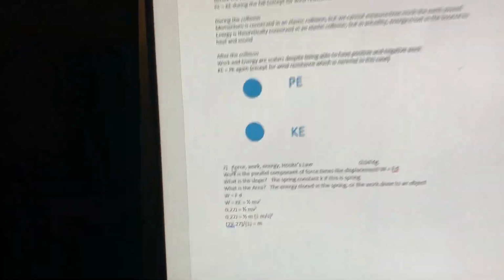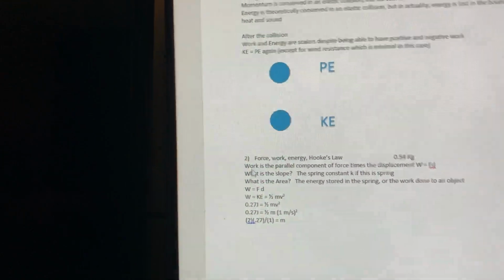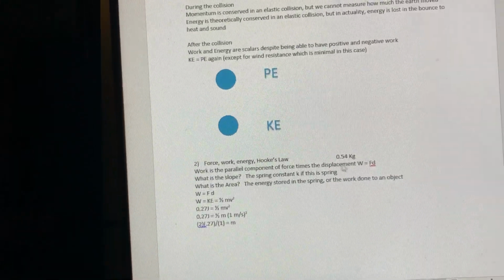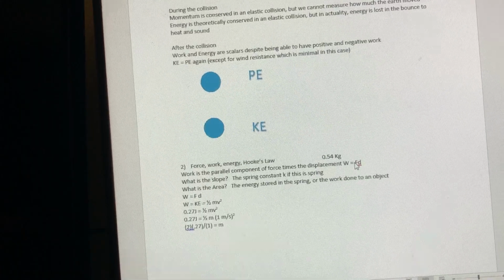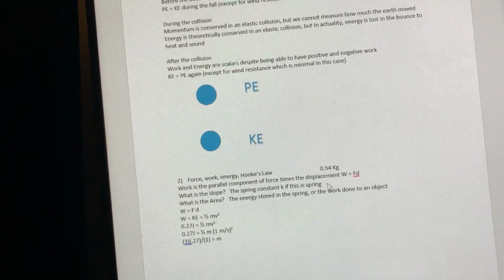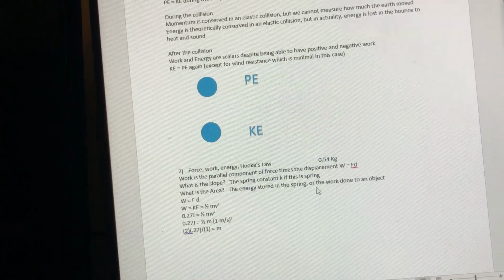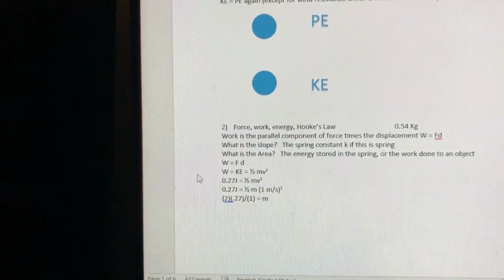So this problem is force, work, energy, Hooke's law. Work is the parallel component of the force times the displacement, or in other words, W equals Fd when they're both parallel. So just a reminder here, what would the slope be? Well, it's the spring constant. If this is a spring, what is the area? It's the energy stored in the spring, or the work done to move an object. So work is force times distance.